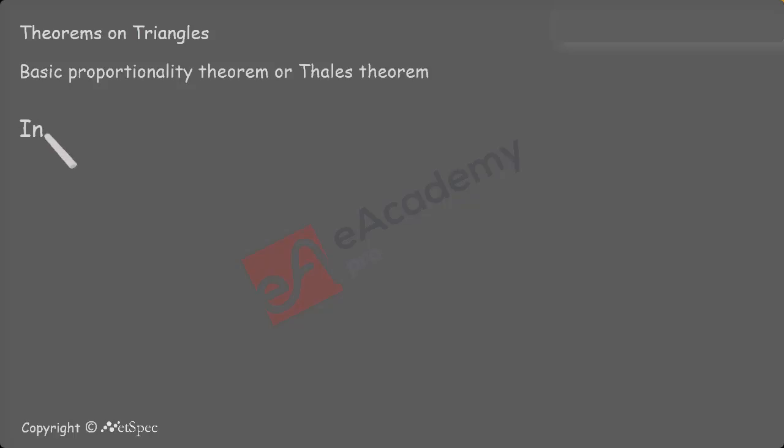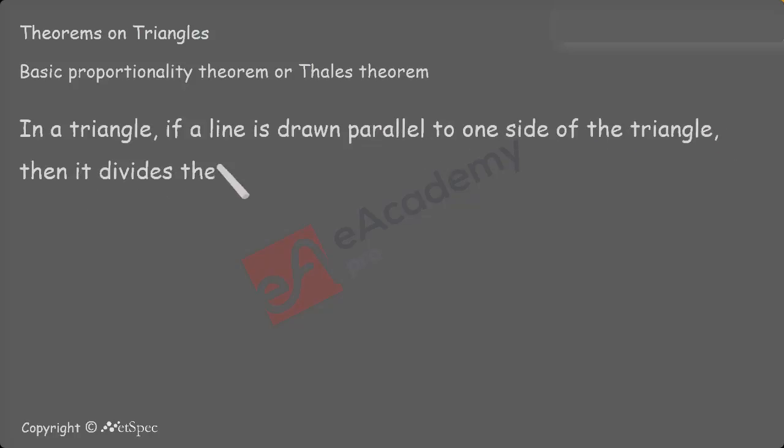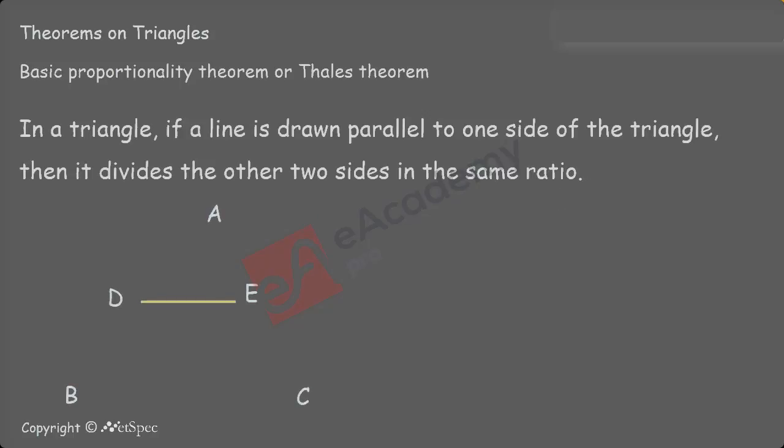And the second theorem is the basic proportionality theorem or Thales theorem. It states that, in a triangle, if a line is drawn parallel to one side of the triangle, then it divides the other two sides in the same ratio. Let us learn this with a triangle. Here in the triangle ABC, it states that the line parallel to a side divides the other two sides in the same ratios. Here, DE is the line parallel to BC. As the statement suggests, this parallel line divides the other two sides in the same ratio, and thus the other two sides AD by DB and AE by EC is divided in the same ratios of DE by BC.